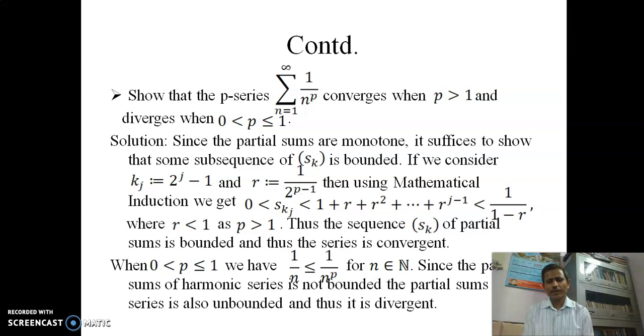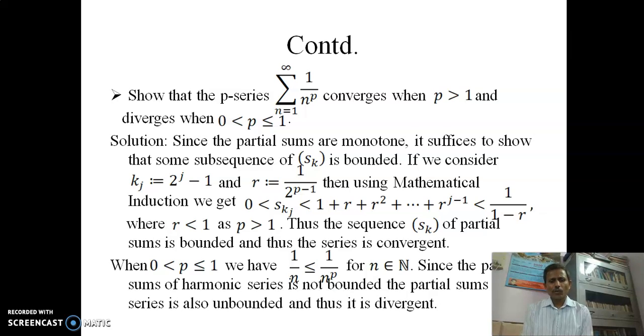Now you see, in mathematical induction we write the general term directly, but we should proceed gradually. So students are advised to prove it for j equal to 1, j equal to 2, etc. Thus the sequence Sk of partial sums is bounded and thus the series is convergent.